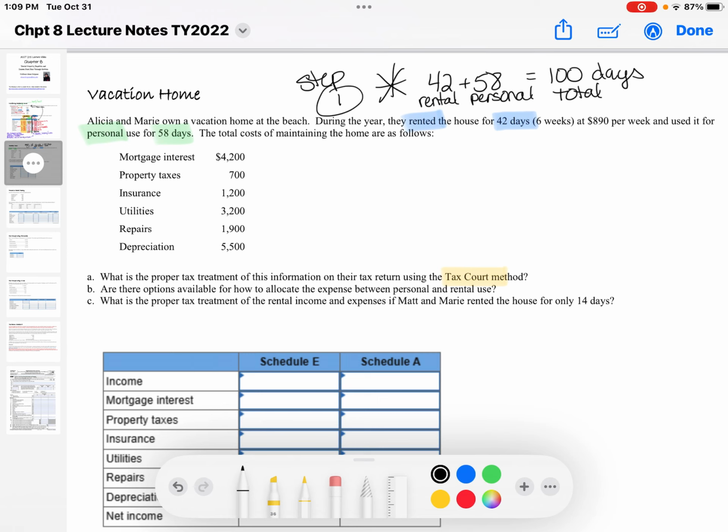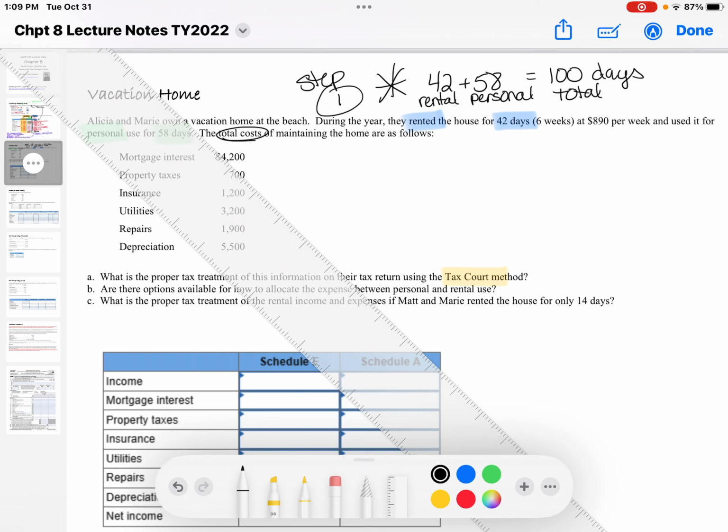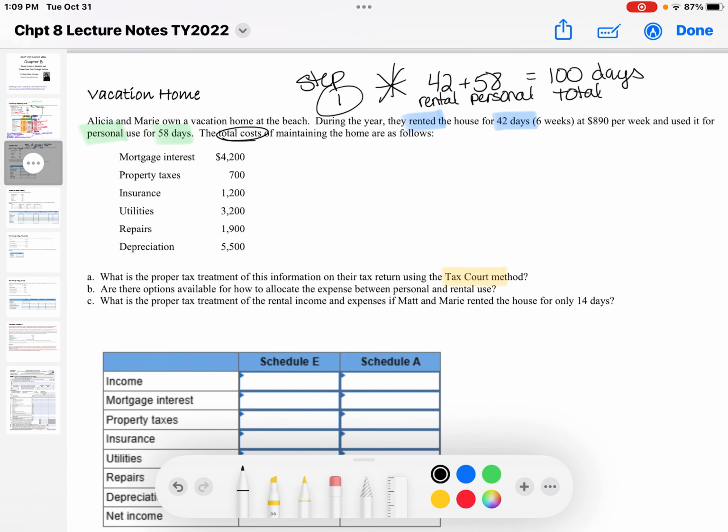All right, so here we have mortgage interest, property taxes, insurance, utilities, repairs, and depreciation. And these are the total costs of maintaining the home. So all of these are going to need to be split.